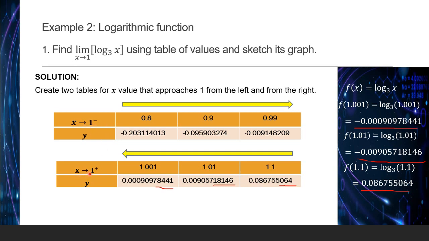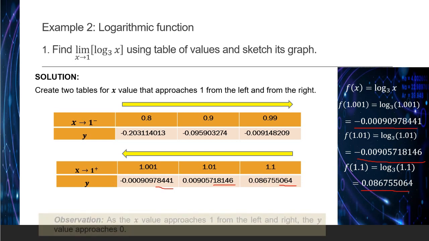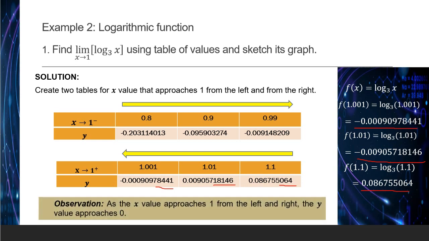Okay. So what will happen now to the values of y as x approaches 1 from the left and as x approaches 1 from the right? So what is your observation about the values of y? As the x value approaches 1 from the left and right, the y values approach 0. This one approaches 0, and here it approaches 0 also for the second table.